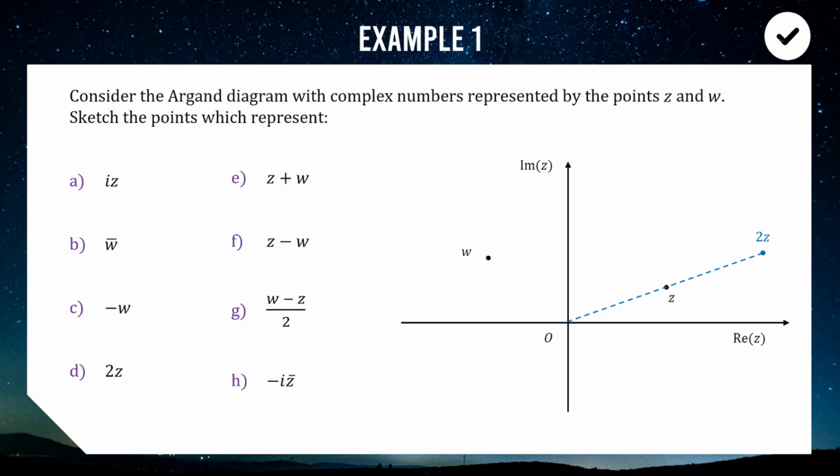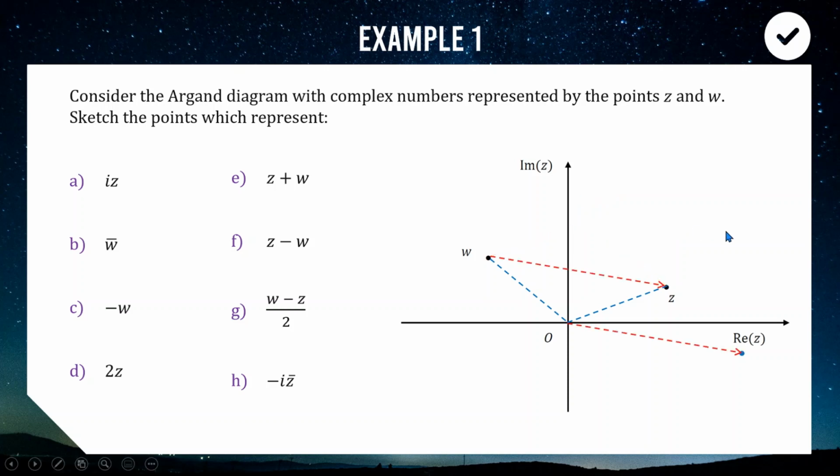For E, we are going to sum the two complex numbers together. So we're going to draw a couple of vectors, and then, like we did before, we're going to complete the parallelogram, finish off the other two sides, and this corner right here is going to be z plus w. Or you can think of it as we're doing z and then w, or we're doing w and then z, whatever works for you.